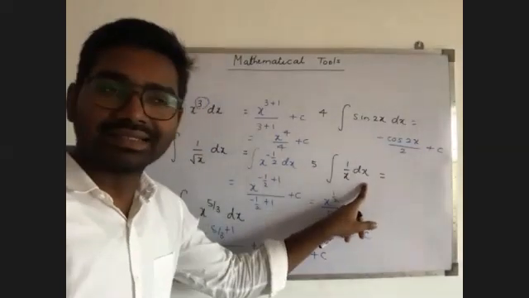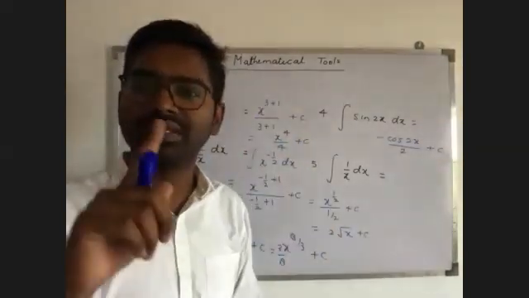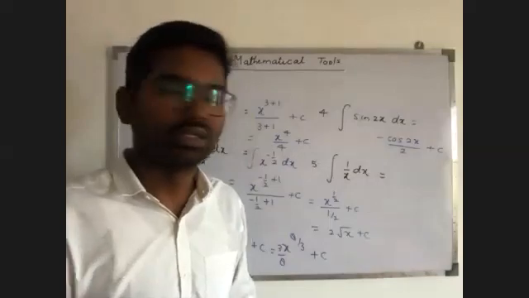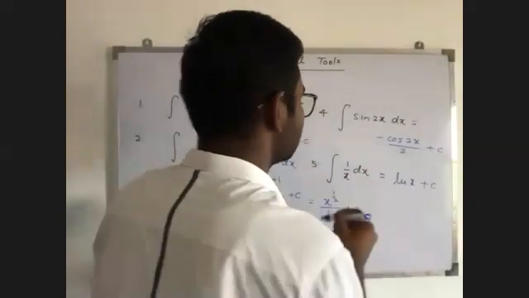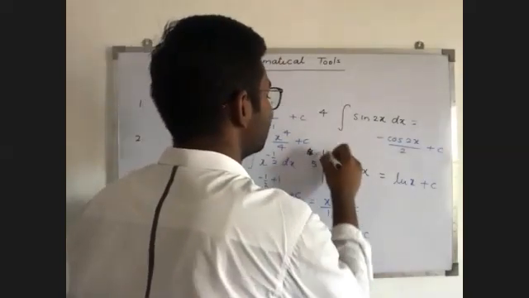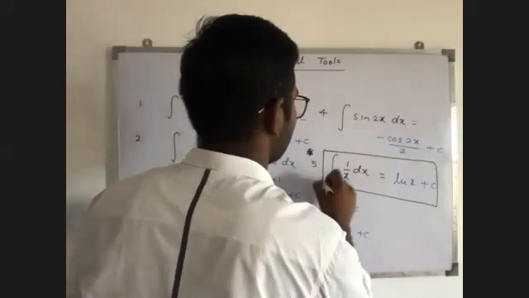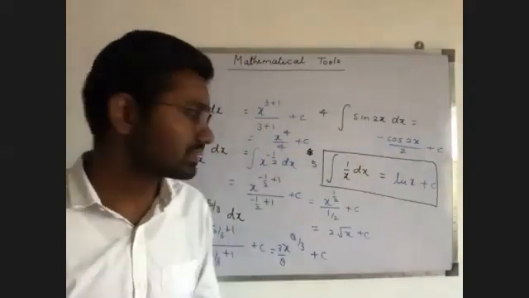Integral of 1 by x dx. If you look at the formula dx divided by ax plus b, put a equals to 1, b equals 0, you will get ln x plus c. This is the standard result you need to remember. This is the standard one. Integration of 1 by x dx is always ln x plus c, you always remember.